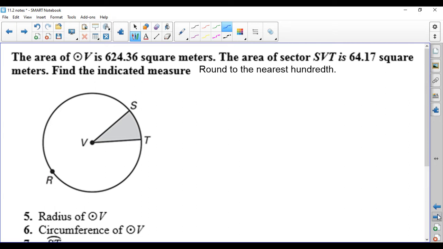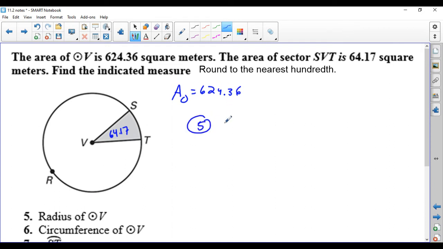Here's a problem where we're given information about the sector. We're told the area of the full circle is 624.36 square meters. That's the area of the whole circle. The area of the sector is 64.17 square meters. There's a whole list of things I want to find here, and we're going to round them all to the nearest hundredth. The first thing we're going to find, number 5 here, is the radius of the circle.